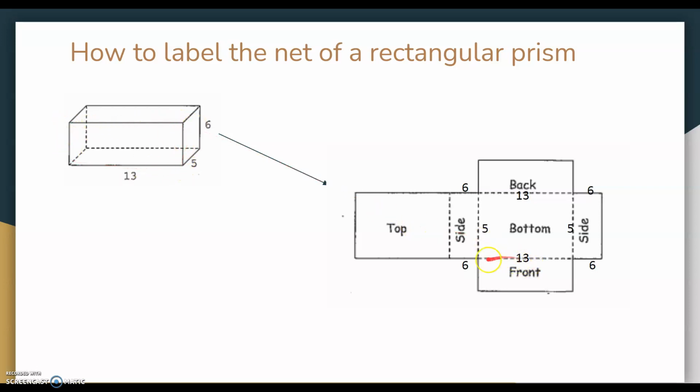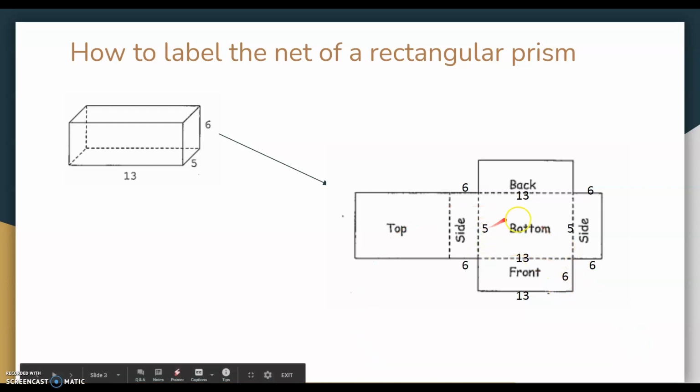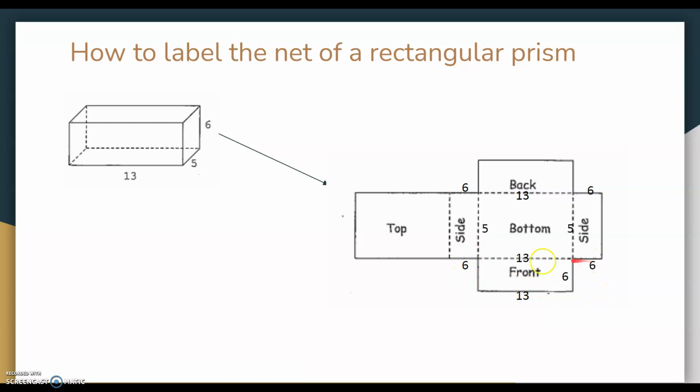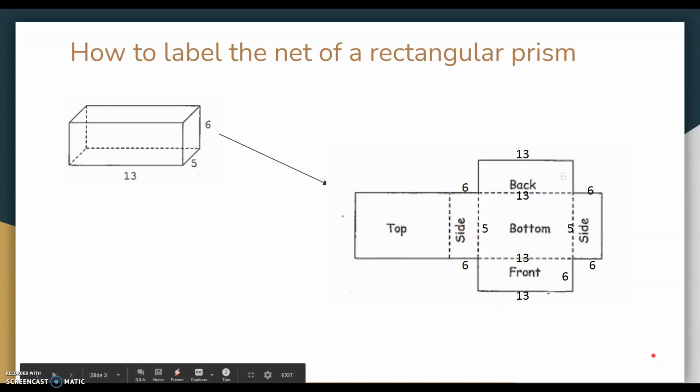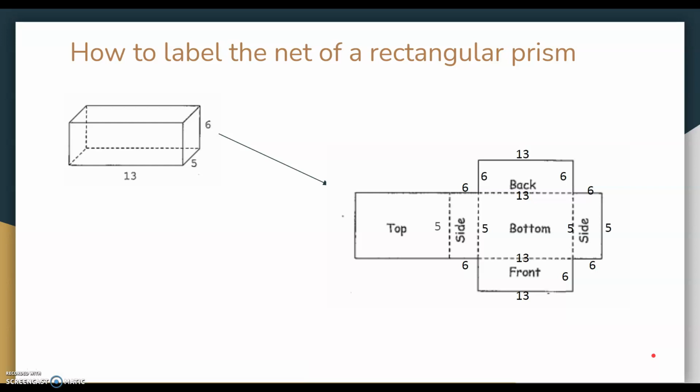So when I go to plug those in, notice how 13 was already plugged in because that was attached with the bottom. And then the 6 would be our side over here, okay? And then same thing, if we have the front that's 13 by 6, that means that the back is also 13 by 6. And then the same thing with the bottom. The bottom and the top are going to have the same exact measurements. So since the bottom was 13 by 5, the top would also be 13 by 5. So if I go to start plugging in all my numbers, we would get something like this.